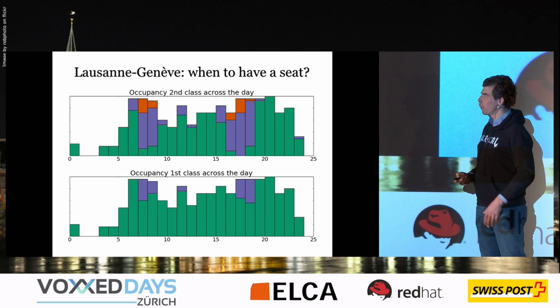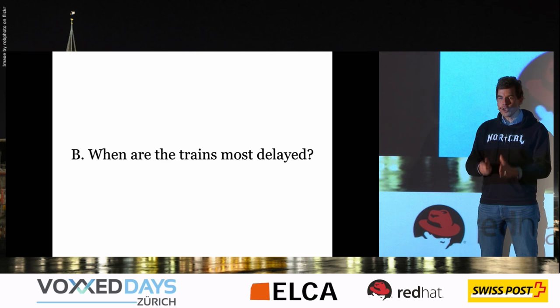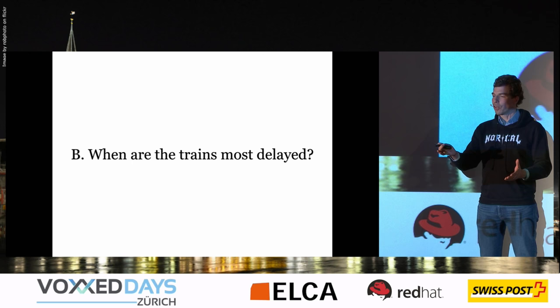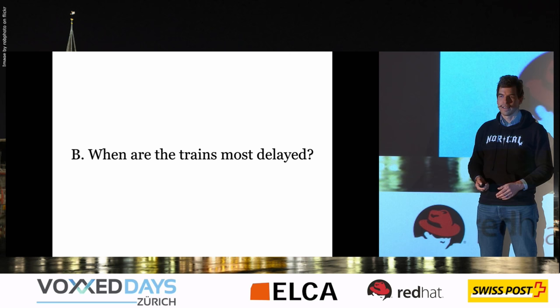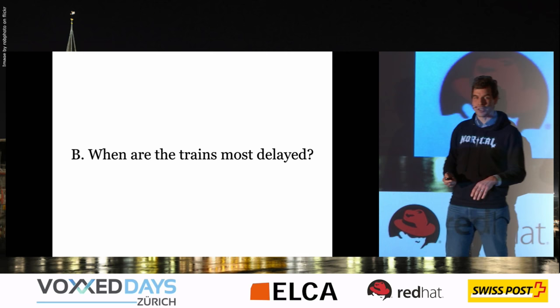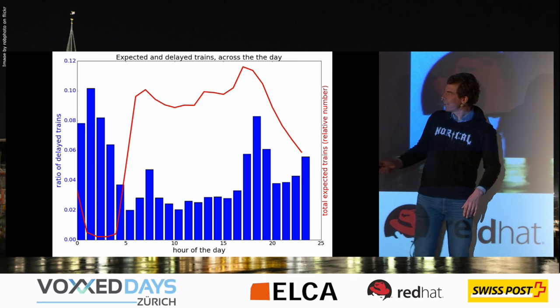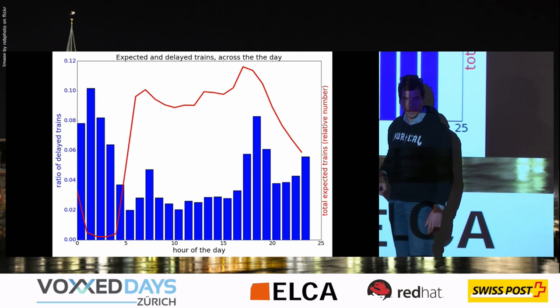Question, if you have a train at one moment during the day, when is it more likely to be late? Is it at 6 in the morning, at noon? When is it? It's a question. Sorry? In the noon. In the evening. Yeah, we did not couple. That's a very good point. We could have coupled other information. We didn't do that yet. At midnight, in the night, there are very few trains. The red line shows the number of trains that are circulating. There are very, very few trains during the night, but they are very likely to be late. Don't ask me why.